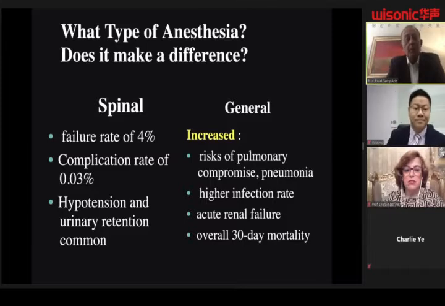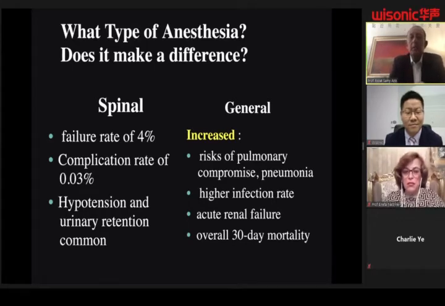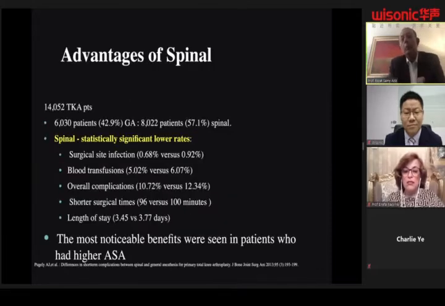So what do you think, which is better? With the spinal, even though there is a failure rate of 4%, complications like hypotension and retention are common. So these are the minor side effects of spinal. But if you give them general anesthesia, you have increased risk of pulmonary compromise. There is a higher infection rate. The incidence of acute renal failure is more, and the overall 30-day mortality is far more with general than spinal anesthesia. So what would be the choice?